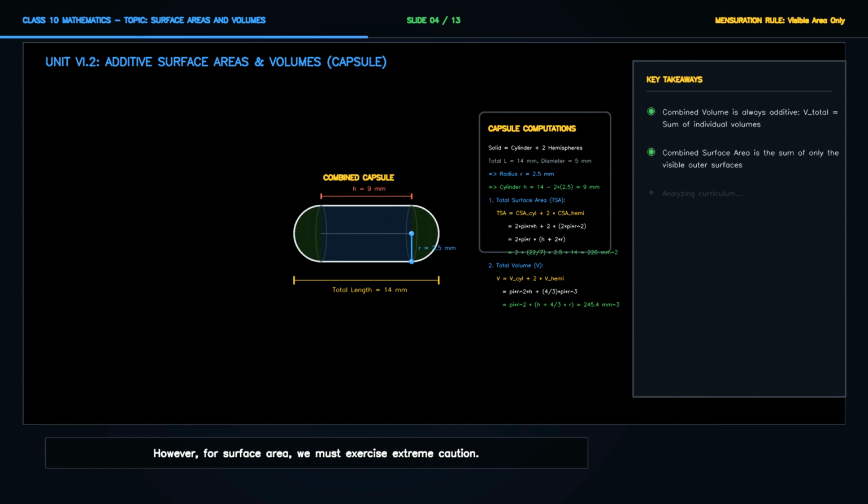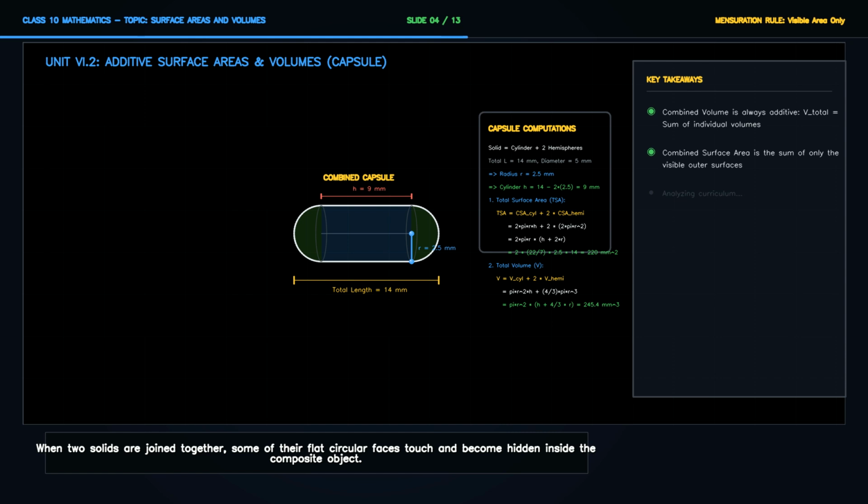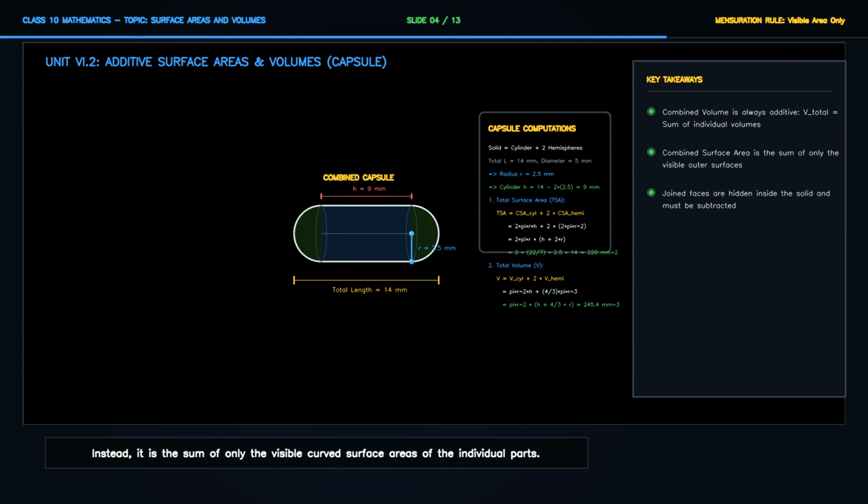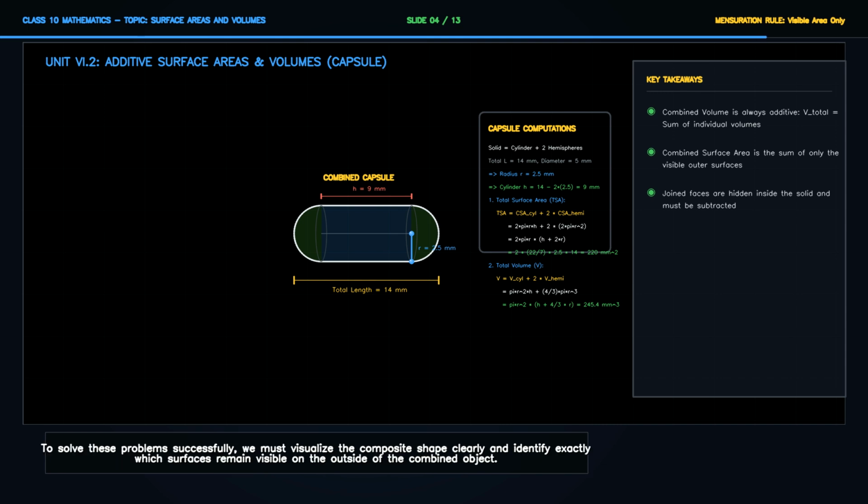However, for surface area, we must exercise extreme caution. When two solids are joined together, some of their flat circular faces touch and become hidden inside the composite object. Therefore, the total surface area of the combined solid is not the sum of their individual total surface areas. Instead, it is the sum of only the visible curved surface areas of the individual parts. To solve these problems successfully, we must visualize the composite shape clearly and identify exactly which surfaces remain visible on the outside of the combined object.